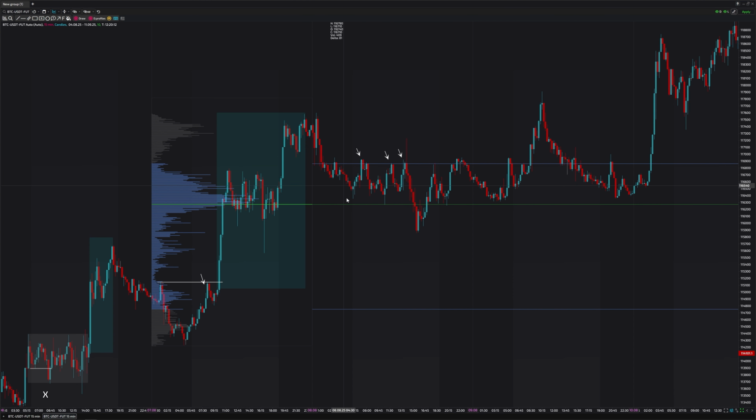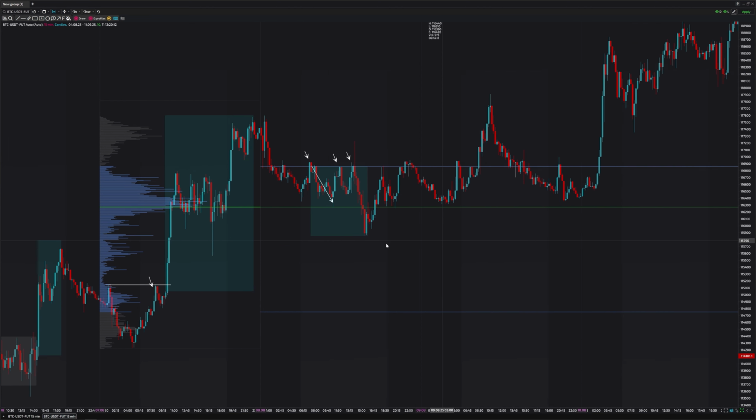Price opened, dipped below the previous day's balance, and then reacted to VAH. If we had taken short positions here, there was the POC level acting as support. In such cases, it makes sense to move the stop to break even once price reaches significant support/resistance zones.